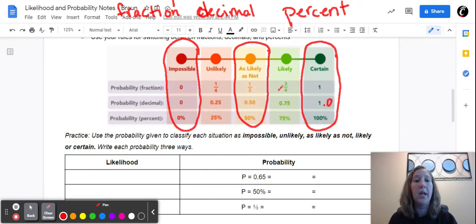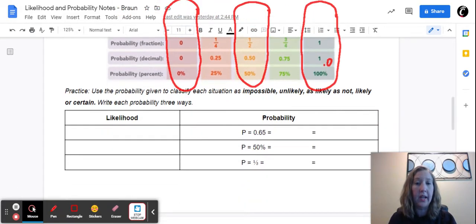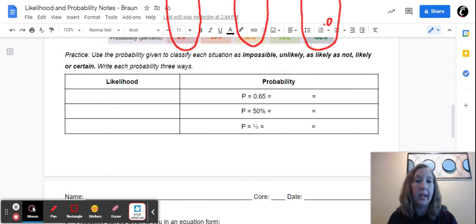So maybe it might be 2/3, or it might be 0.6. That would be a likely outcome, but it would be between as likely as not and certain. So we're going to take a look at some practice. It says use the probability given to classify each situation as impossible, unlikely, as likely as not, likely, or certain, and we're going to rate each probability 3 ways. So we're going to be given the probability one way, and we're going to rate it the other 2.